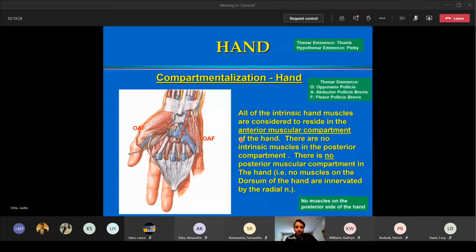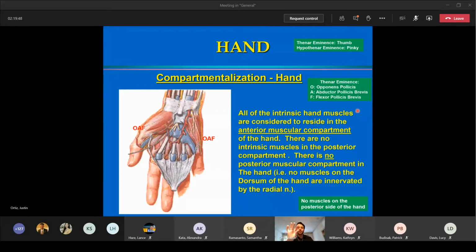Okay, and then for the hand, remember, thenar eminence, think thumb, hypothenar eminence, think pinky, right? So the thenar eminence has your OAF, which is going to be opponens pollicis, abductor pollicis brevis, which allows for abduction, and flexor pollicis brevis, which allows for flexion, right?